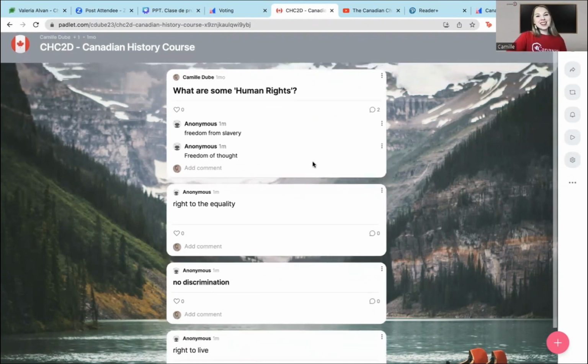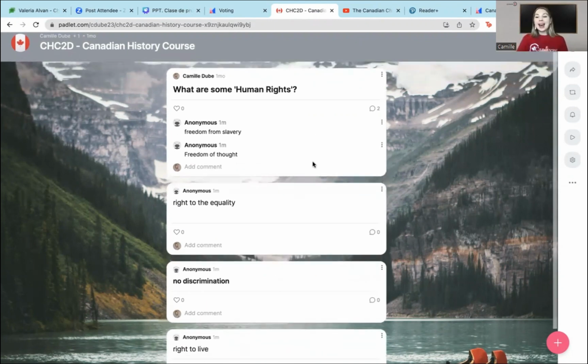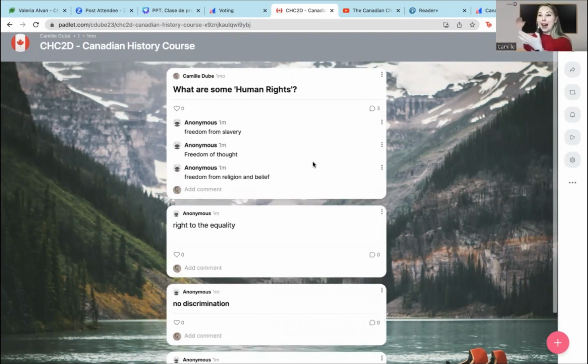Thank you so much. So freedom from slavery, absolutely, that's a human right. Now, that one's very interesting. That has not always been a human right. If we think back in history, we know that slavery is a part of the world. But now that is a human right. That's great. Freedom of thought, absolutely.